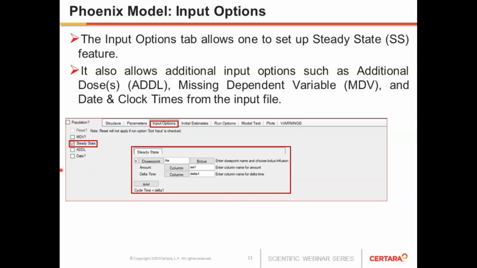Selecting steady state displays the steady state subtab, which allows us to add a new steady state treatment sequencing item, and the main mappings of the panel and converted fixed effect units is being done there. So in this, we have 3 options. One is your dose point, where you would add AA or A1 if it's going to be an infusion dose, and we have to enter the column amount, and then the delta time is the third option.